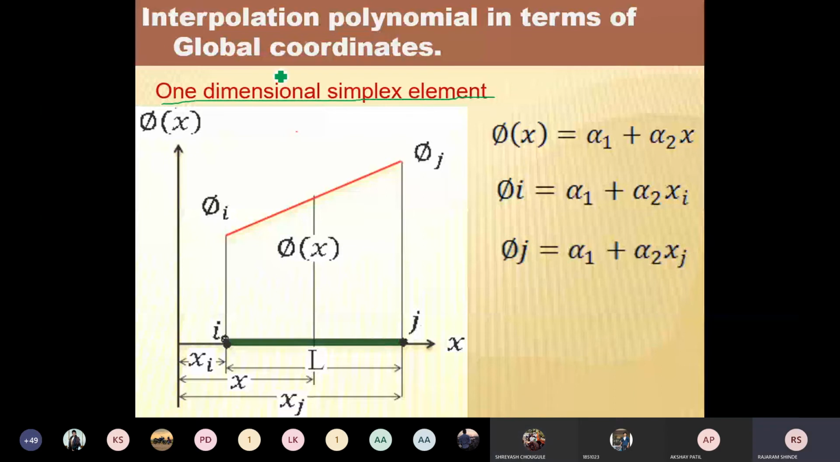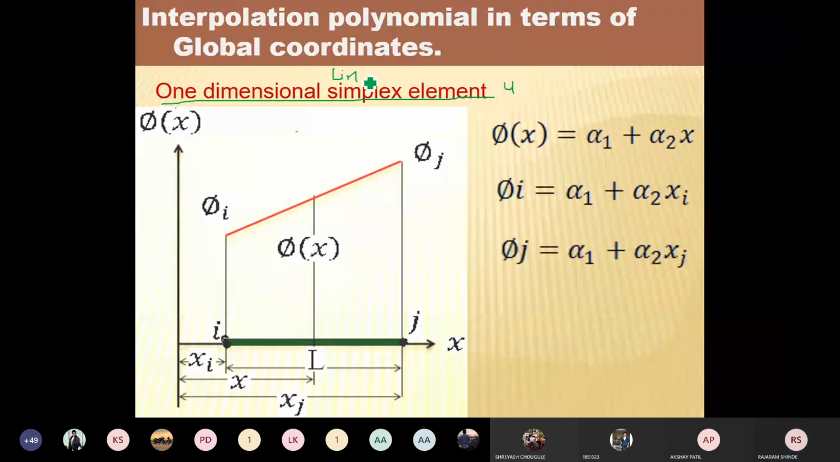Now I will start the one-dimensional simplex element or linear element in the global coordinate system. I have already covered it in structural problems, where I assumed u as the field variable. Now the same concept we are using here, and we are writing the general equation. The simplex element is your linear element, the one-dimensional linear element.